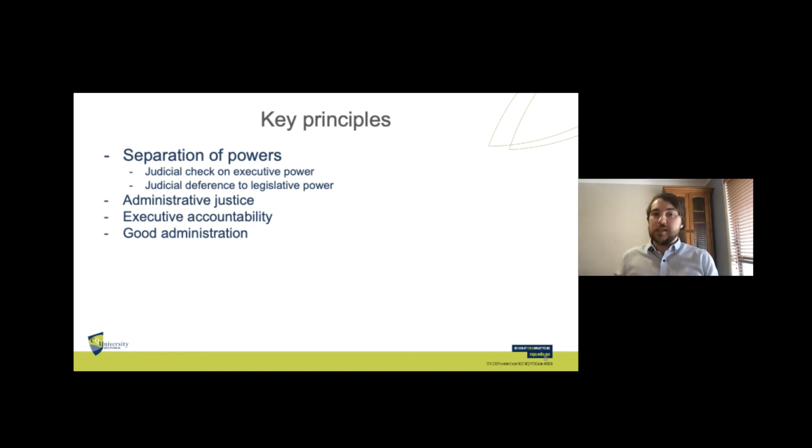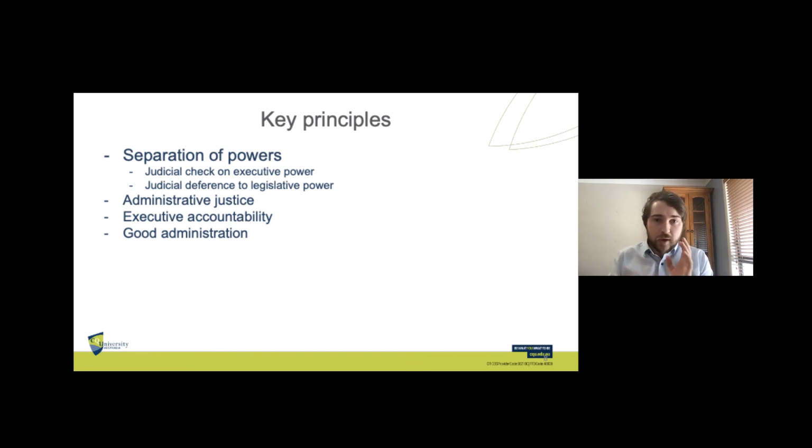Another key principle is administrative justice. So making sure that the decisions of the executive government are just and fair and right and proper. Making sure that due process has been followed, making sure that the decision that is reached is fair and equitable under the circumstances. Another key principle is executive accountability. We've talked a little bit about that already. The role of administrative law in holding decision makers to account. Where they make an incorrect decision or a poor decision, making sure that that is acknowledged and fixed rather than being allowed to just let slide.